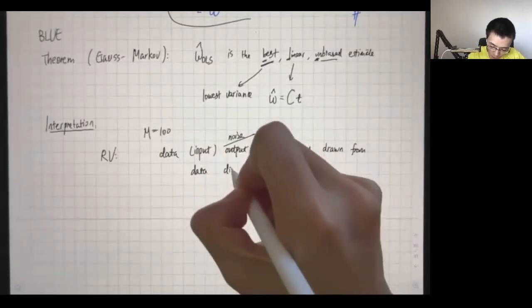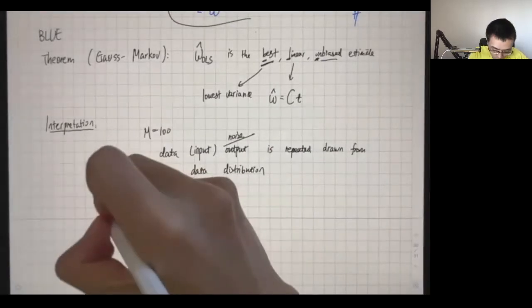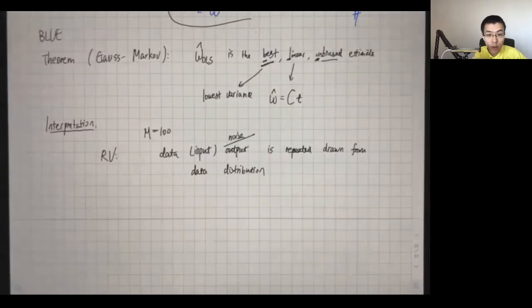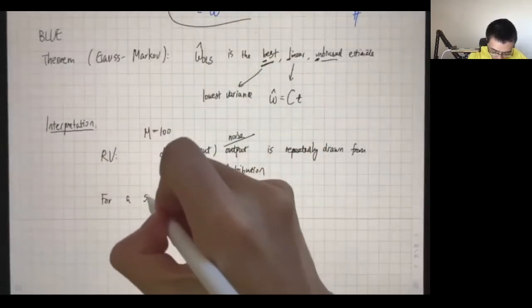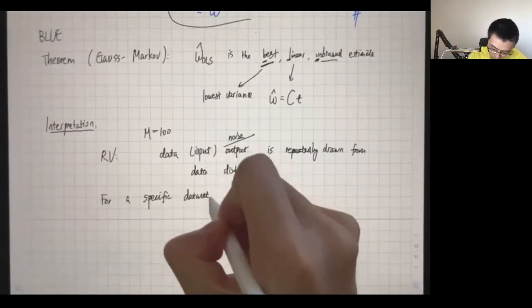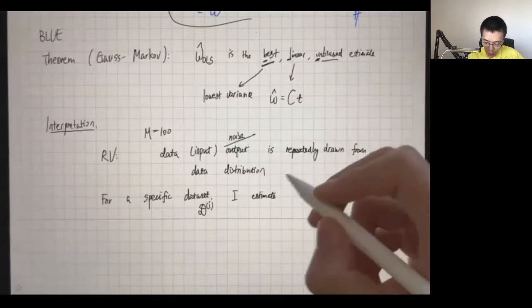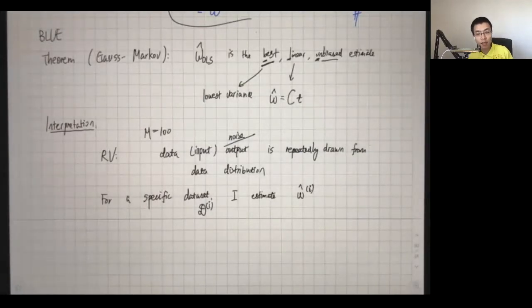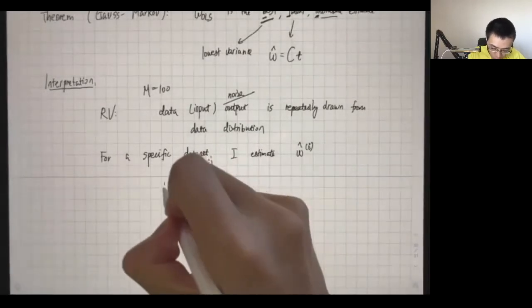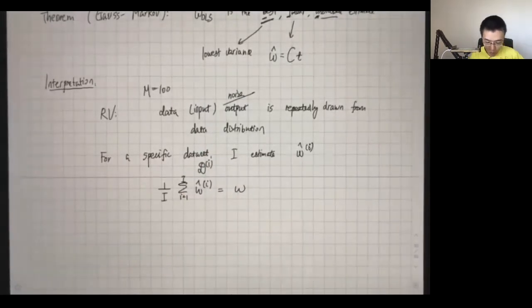the data distribution. So I say my data can be repeatedly drawn from the data distribution. So for a specific data set, I call it data set i, I estimate a W_i. This i is not my iteration, but it indexes different data sets. It's not the sample of data sets, but different data sets. I do different experiments. Then I would say the average over, maybe I have I data sets in total, is the omega. So this is my interpretation.